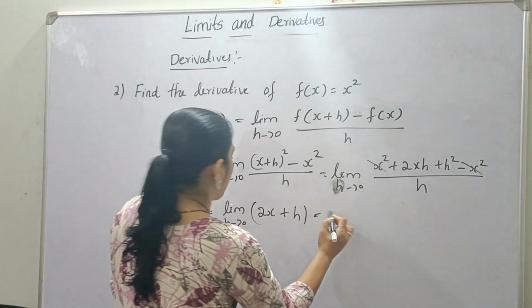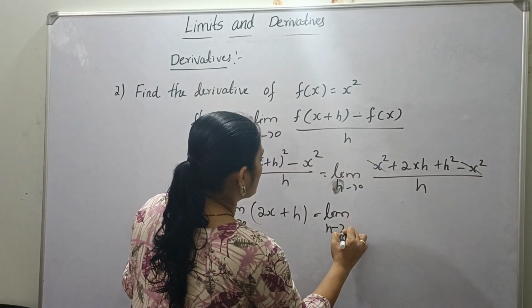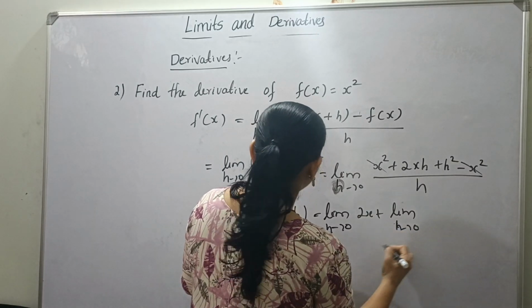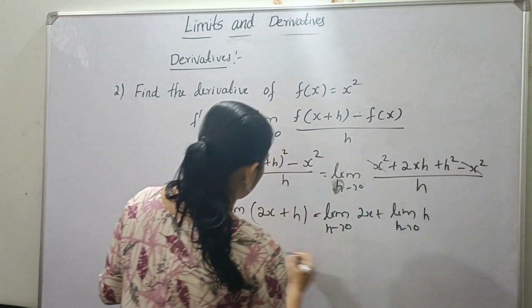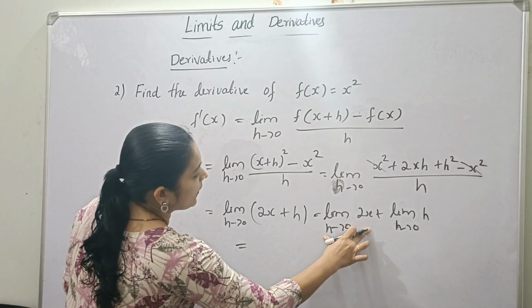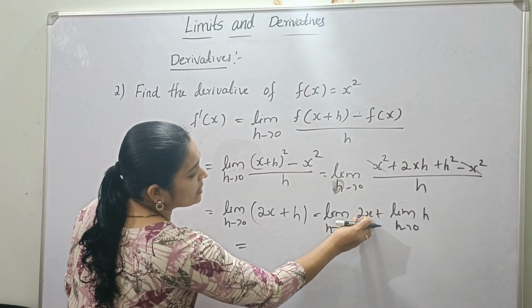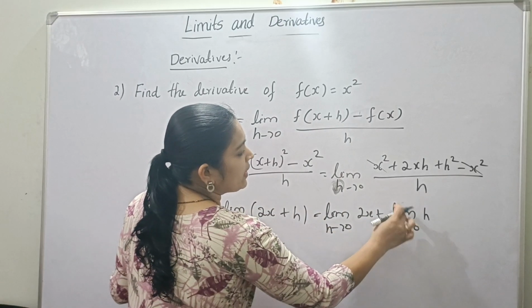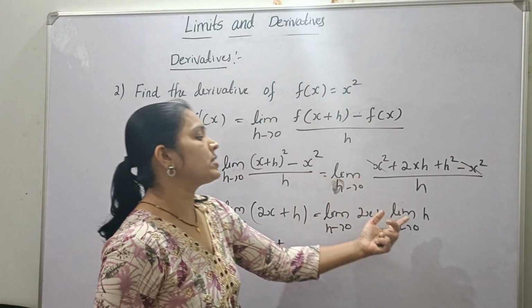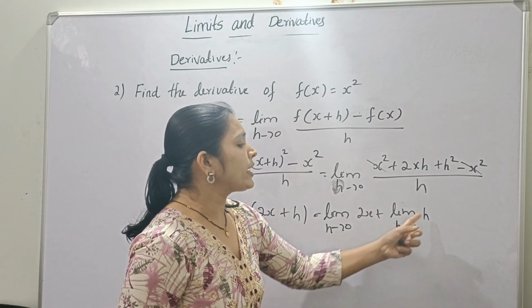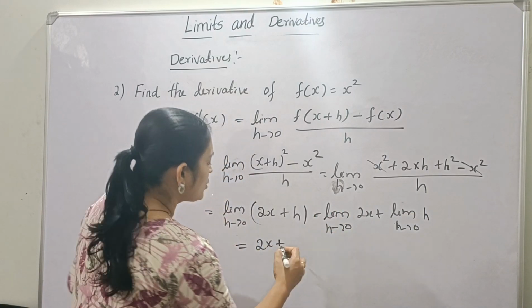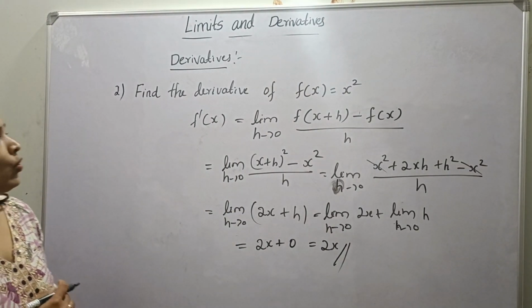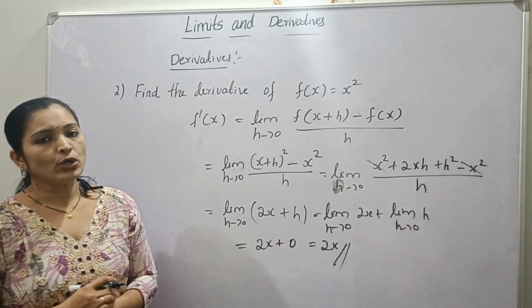So here we can write it as limit h tends to 0, 2x plus limit h tends to 0, h. In the first there is no h term, so its limit is 2x itself. For limit h tends to 0, h, use direct substitution: put h equal to 0, and you get 0 itself. So 2x plus 0 is equal to 2x. So we have got the derivative of x square is equal to 2x.